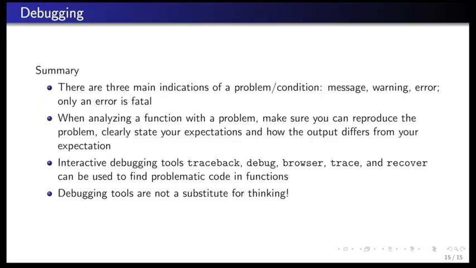So just to summarize really quickly, there are basically three main indications of some sort of problem or condition: the message, warning, and error, and of the three, only the error will stop execution of the function. When you're analyzing a function that you think has a problem, make sure you can reproduce that problem, and make sure you can articulate what your expectations were and how the output differs from what you were expecting, or, as I like to say, what you were expectating.